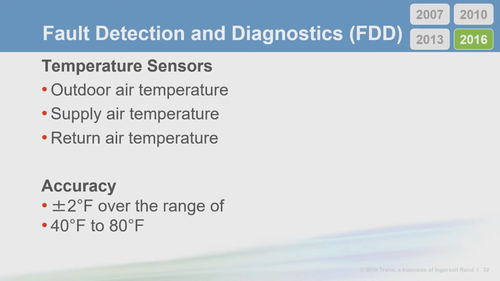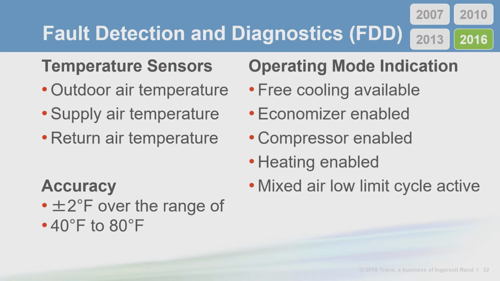The standard requires a handful of permanently installed temperature sensors, including outdoor air, supply air, and return air if utilized for economizer control. The system must have the ability to display the temperature being read by each sensor. The unit controller also needs to indicate operating modes like free cooling available, economizer enabled, compressor enabled, heating enabled, and mixed air low limit cycle active. Finally, the unit controller needs to be capable of manually setting each operating mode to independently test the operation of the compressors, fans, heating system, and economizer.